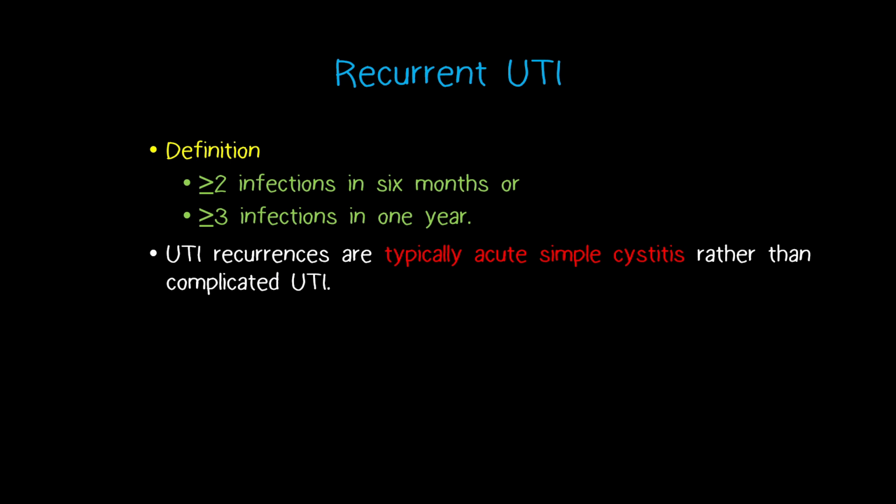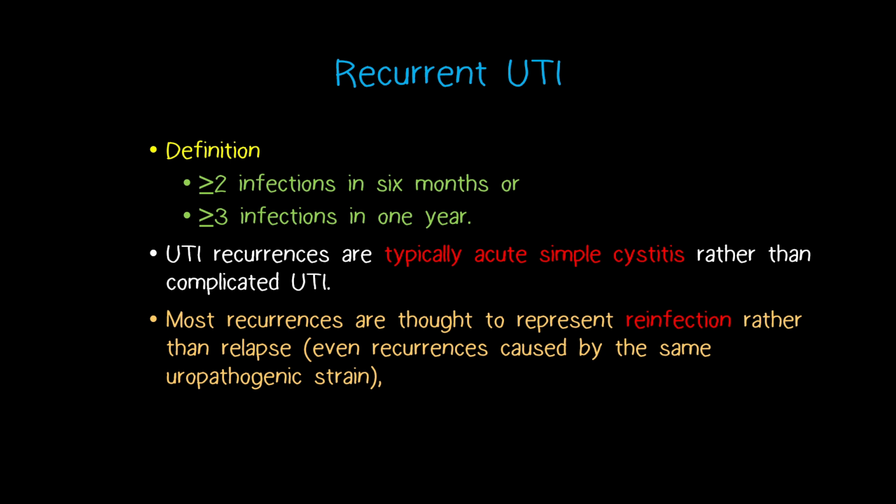The last type is recurrent urinary tract infection. By definition, when someone has 2 or more infections in 6 months or 3 or more infections in 1 year, and recurrence is typically uncomplicated, and even if caused by the same organism, usually it is reinfection, a new infection rather than relapsing or persistence of the previous infection.